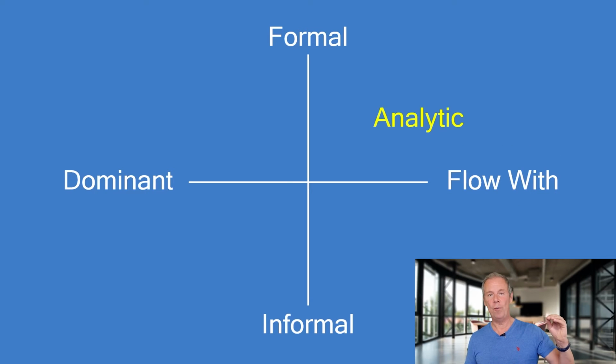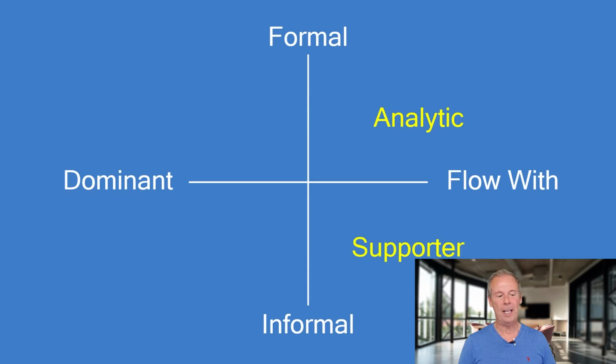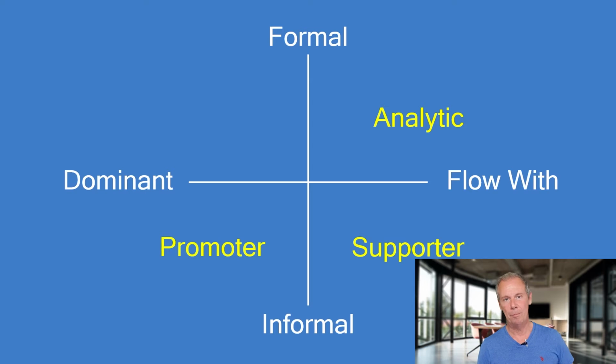So if you circled formal and flow with, that means you're an analytic personality. I just happen to fit into that category and am very familiar with the analytic personality type. I'm going to share with you key characteristics of that type momentarily. If you circled informal and flow with, then you are a supporter. If you circled dominant and informal, then you are a promoter.